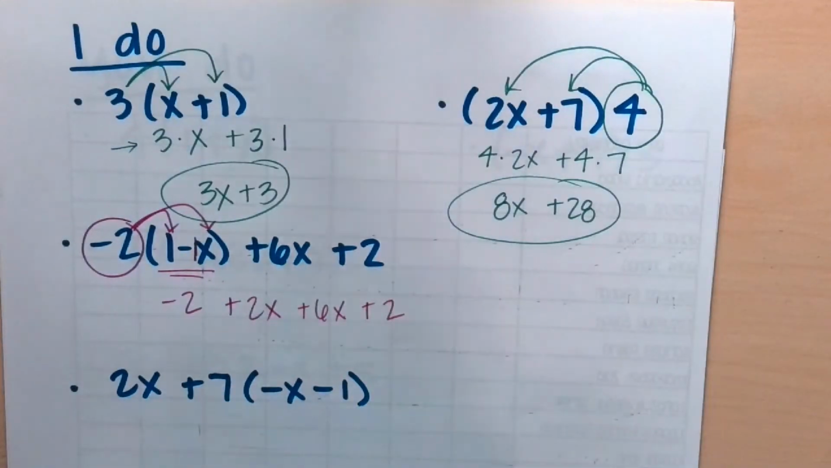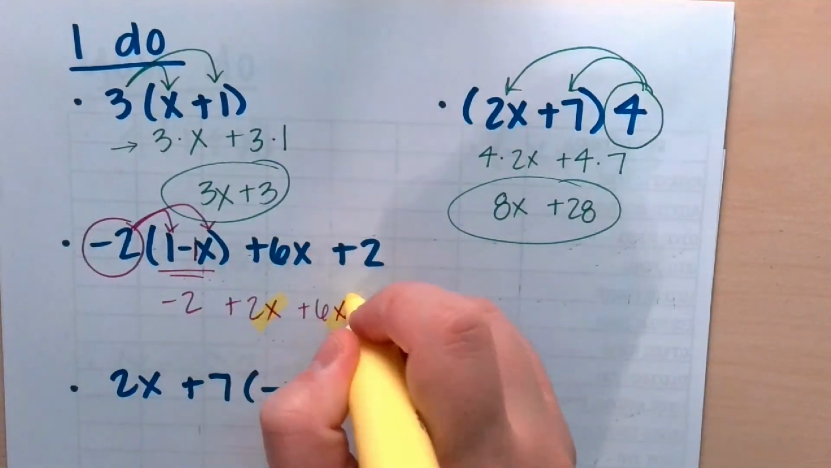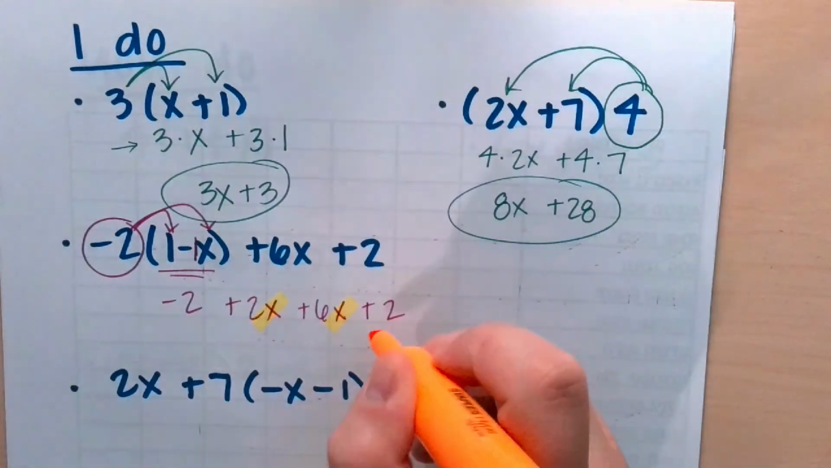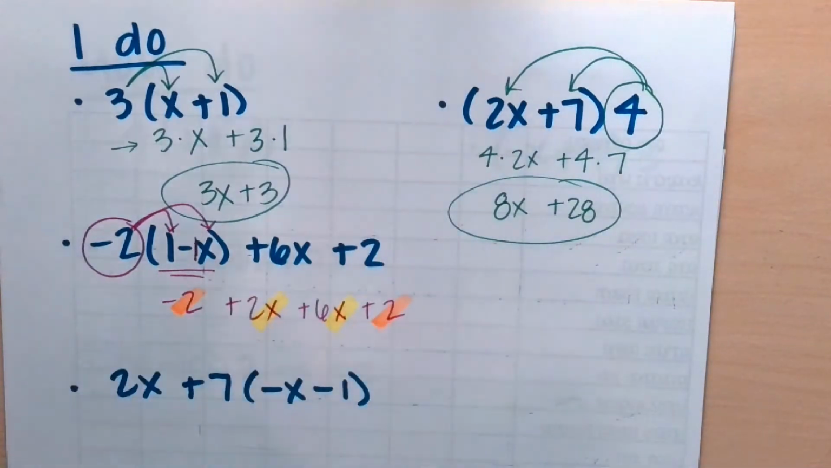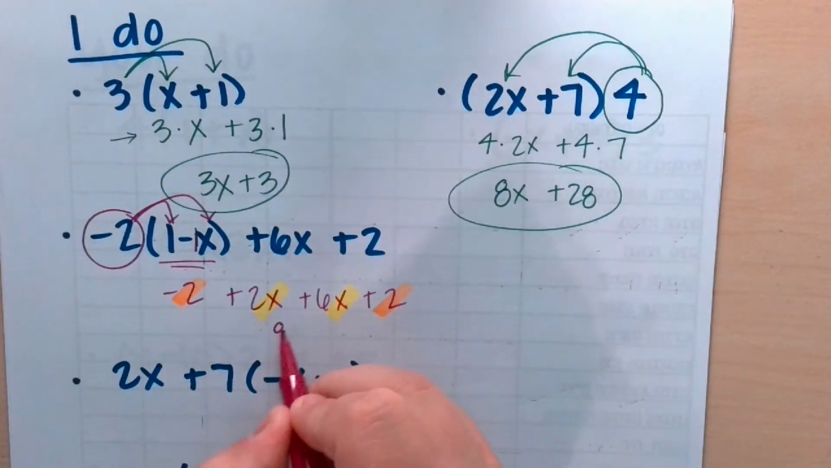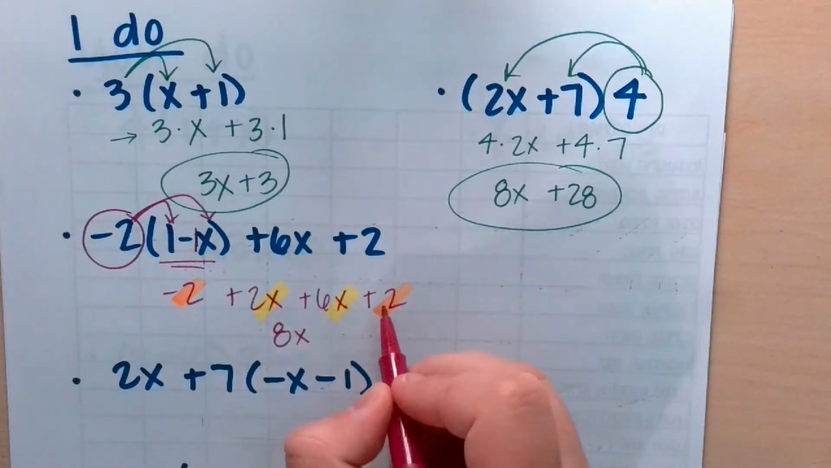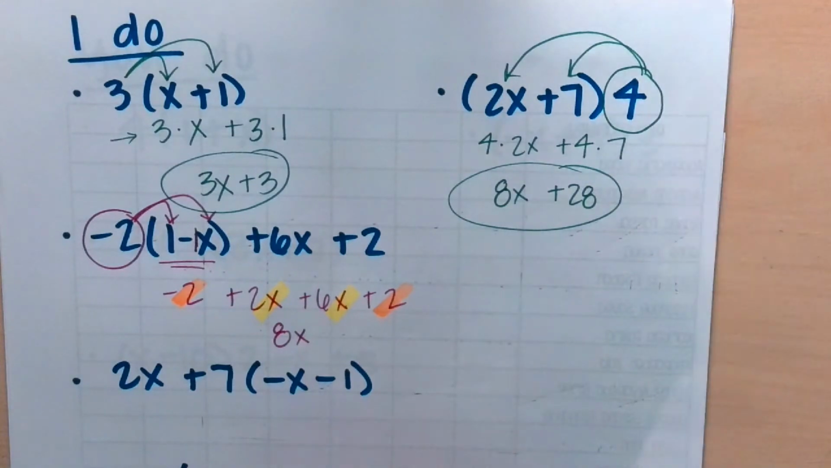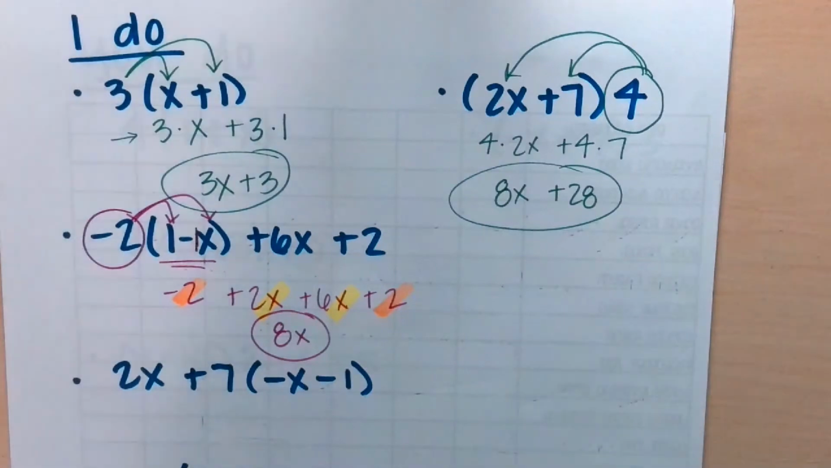We're going to identify our like terms. We have our x's, and then we have our constants. So 2 plus 6 gives us 8x. -2 plus 2 actually gives us 0. So no need to write plus 0. That's redundant, so our answer is just 8x.